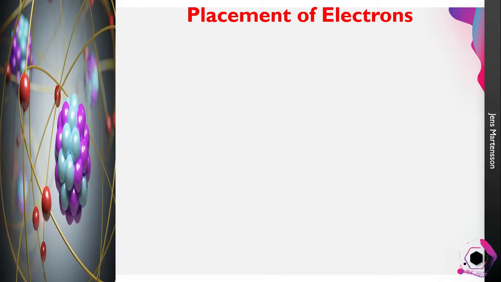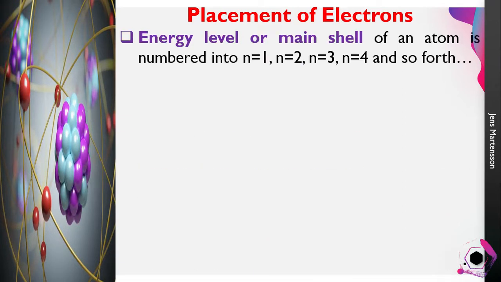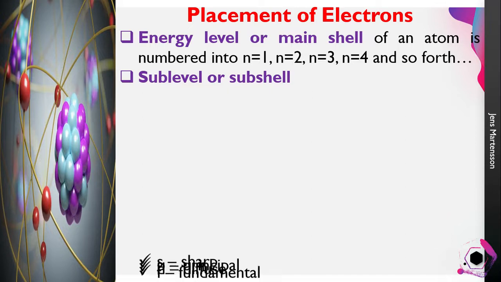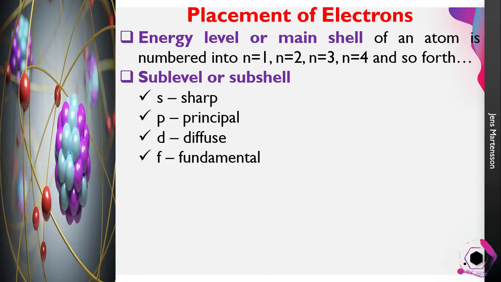Okay. So, let's talk about placement of electrons, no? Why do we need placement of electrons? So, electrons occupy orbits, or energy levels, in the atom. So we have here the energy level or main shell of an atom. We number them: n is equal to 1, 2, 3, 4, and so forth. Okay? And then we also have sub-levels or sub-shells in an atom. We have four sub-levels or sub-shells: s for sharp, p for principal, d for diffuse, and f for fundamental. SPDF.